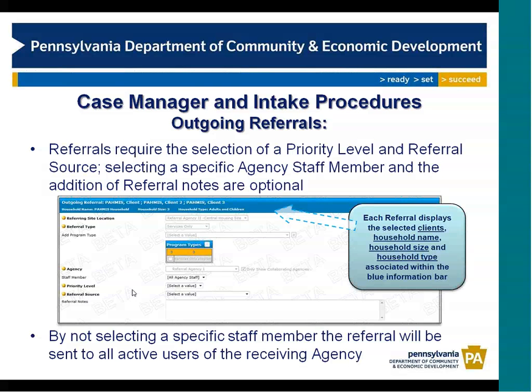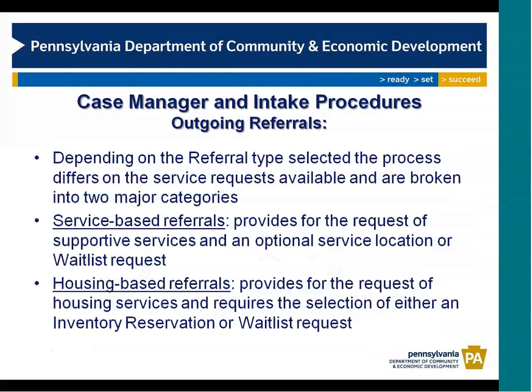Referral source is basically a drop down of a predefined list of where the referral came from. It could be emergency shelter staff or hospital staff. It's got a whole bunch of selections. The last one is referral notes. That is optional. You don't have to fill it in, but it provides a little text box. We do recommend, especially if you're just sending a generalized referral, to type in some information about the clients and what they're looking for. It will help the receiving agency know what's coming down the pike.